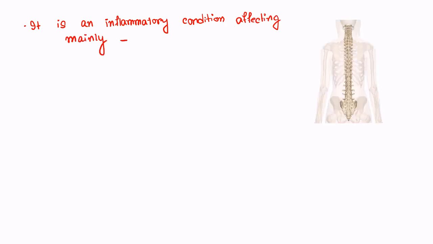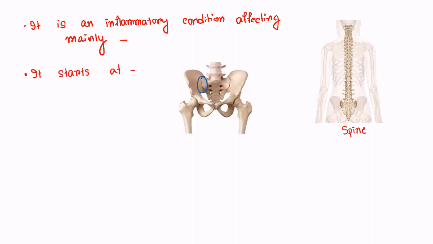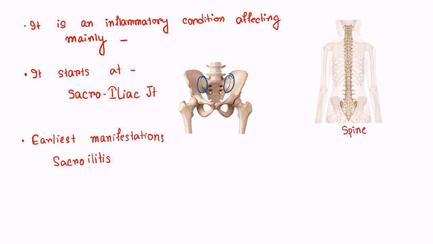It is an inflammatory condition affecting mainly the spine. It starts at the sacroiliac joint. The earliest manifestation is sacroiliitis plus enthesitis, commonly Achilles tendinitis. The key cytokine in ankylosing spondylitis is TNF-alpha.